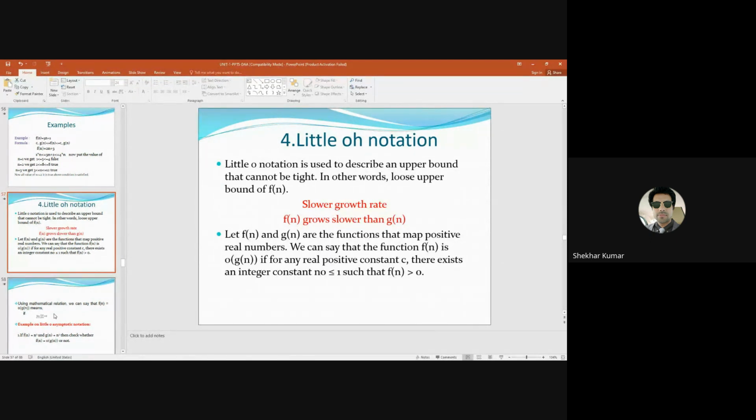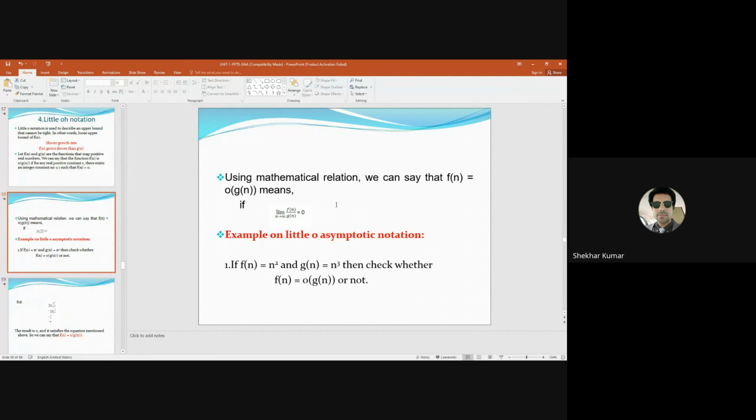Suppose there are two functions f(n) and g(n). We can say that function f(n) is little o of g(n). It is also called order of, but it's not big O, it's small o. Little o notation: if for any positive real constant c, there exists an integer n0 greater than or equal to 1, such that f(n) is always greater than 0. Mathematically, you can represent it as the limit of f(n) over g(n), as n tends to infinity, equal to 0.